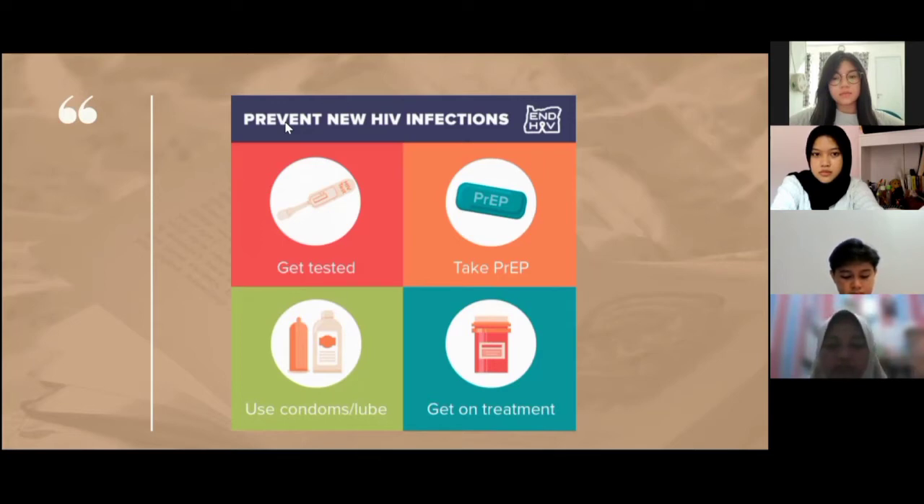Four, perform pre-exposure prophylaxis. This is prophylaxis against HIV by taking antiretroviral drugs for those who are at high risk of contracting HIV, namely one, who has more than one sexual partner, two, who has a partner who is HIV positive. Three.